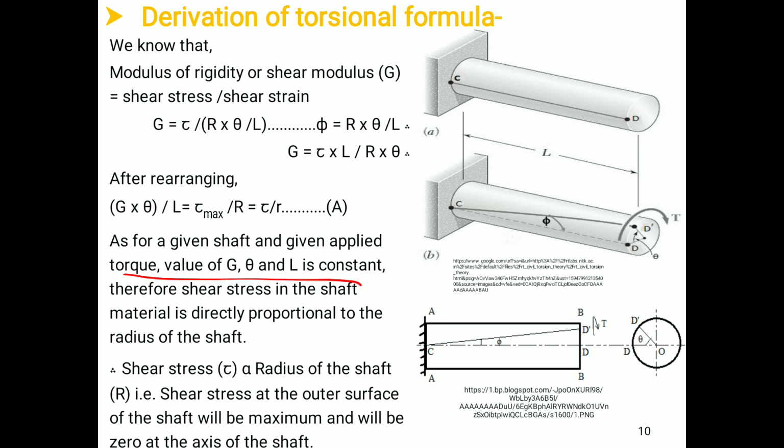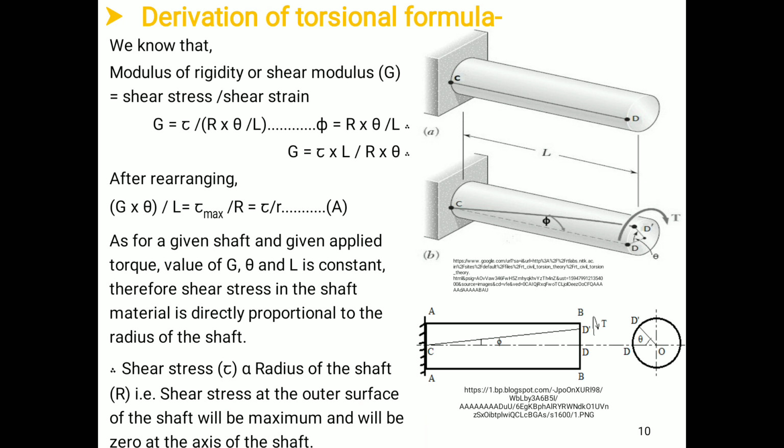Because of this reason only, shear stress is directly proportional to the radius of the shaft. So at the neutral axis we have a 0 value of shear stress, whereas at the extreme fiber, that is when small r is equal to capital R, we have a maximum value of shear stress. The same statement is here: shear stress tau is directly proportional to the radius of the shaft. That is, shear stress at the outer surface of the shaft will be maximum and will be 0 at the axis of the shaft. As discussed earlier, the same statement is given over here.